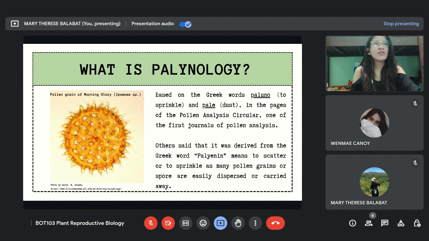Palynology is based on the Greek words palunein, meaning to sprinkle, and pale, meaning dust. This appears in the pages of the Pollen Analysis Circular, one of the first journals of pollen analysis. Others said that it was derived from the Greek word paluno, meaning to scatter or to sprinkle, as many pollen grains or spores are easily dispersed or carried away.